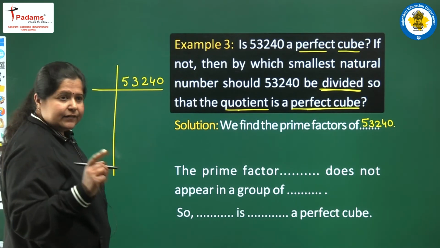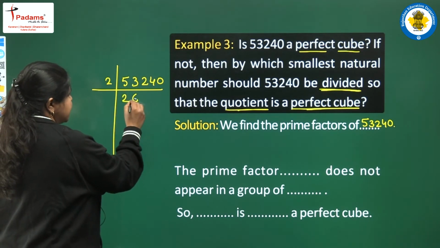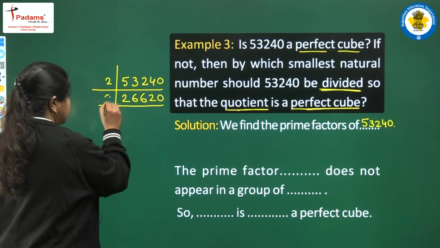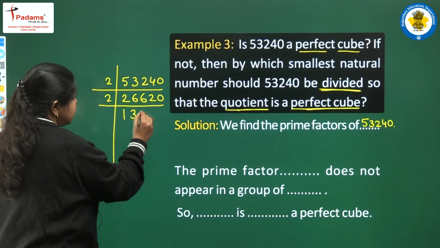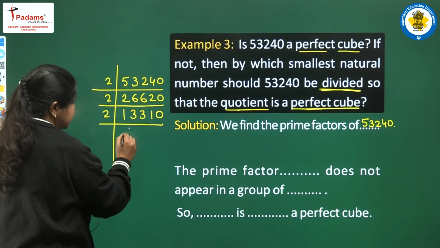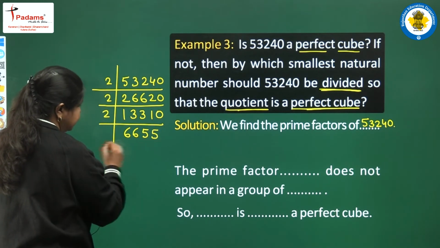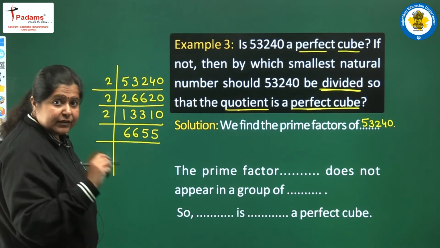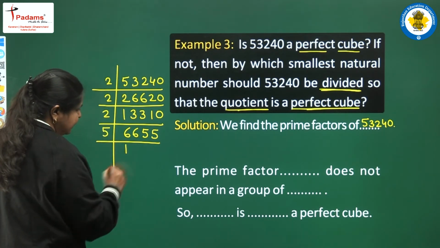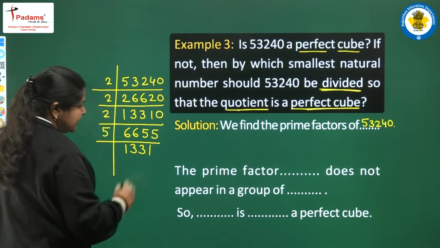Now it is an even number. We begin with 2. 2 2s are 4, 2 6s are 12, 2 6s are 12, and here we have 20. Again by 2, 1 3 3 1 0. Again by 2, 2 6s are 12, 6s are 12, 5s are 10, 5s are 10. Now it's ending with 5. तो 5 से कर लेते हैं हम divide. 5 1s are 5. Then 5 3s are 15, 3s are 15, 1s are 5.